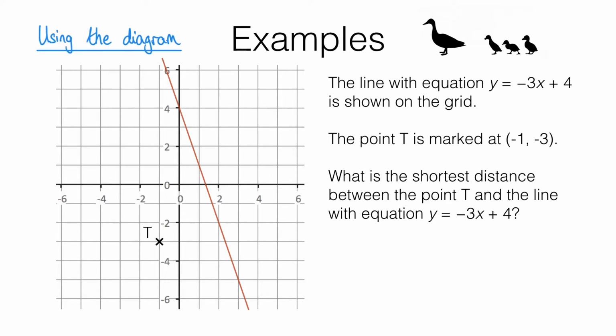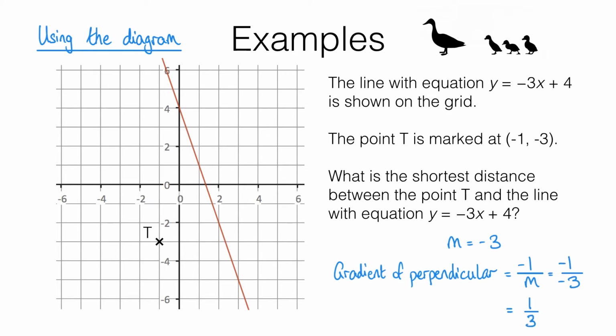What we need to understand is that the shortest distance between a point and a line is always going to be the perpendicular distance. That is the distance that's at right angles to the line. Now, this line here has a gradient of -3. So any perpendicular line to this one will have a gradient of -1 over -3, and that means it will have a gradient of 1/3.